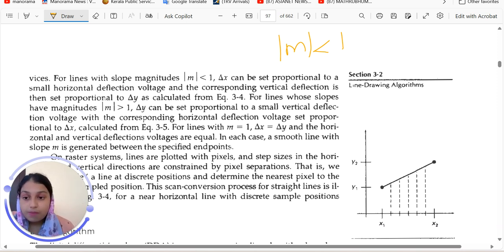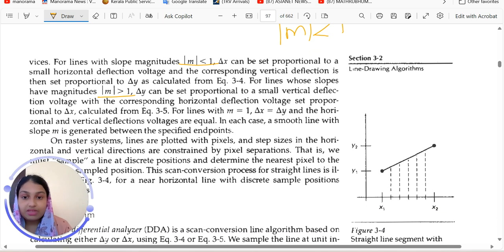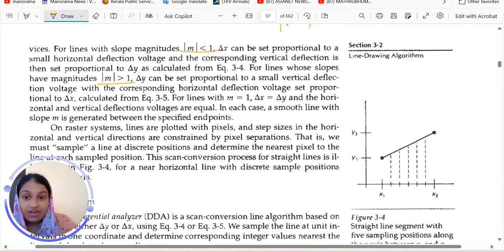Now for lines whose slopes have magnitude m less than 1, and if we have m greater than 1, then delta y can be set proportional to a small vertical deflection voltage, with the corresponding horizontal deflection voltage set proportional to delta x. This is for either mod m less than 1 or greater than 1. Now if it is equal to 1, then delta x equals delta y, and the horizontal and vertical deflection voltages will be equal. So in all three cases, a smooth line with slope m will be generated between the specified points.